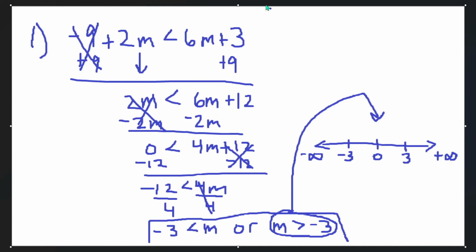So here we would have m. An open circle means that it's at -3, but it does not include -3. So m greater than -3 would be from here at -3, but not including -3, all the way to positive infinity. So that would be your answer for number 1.